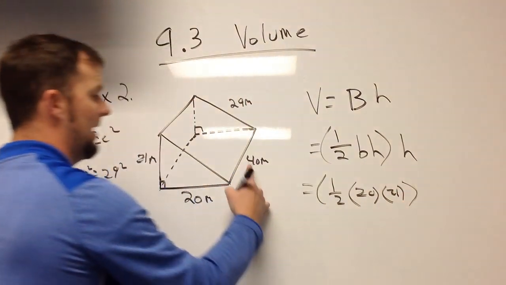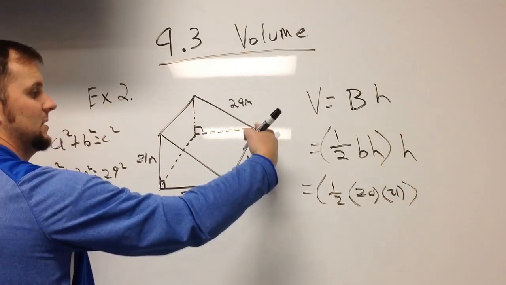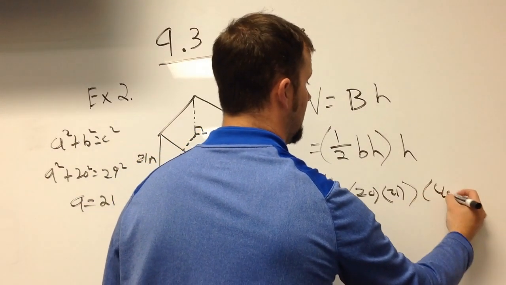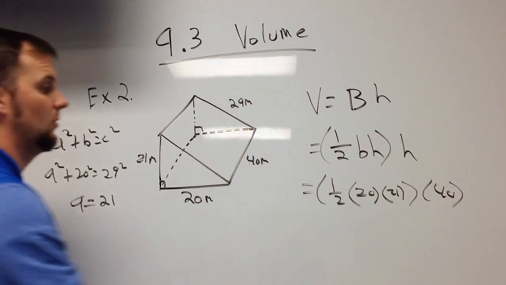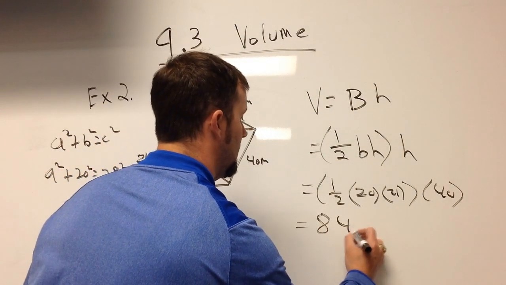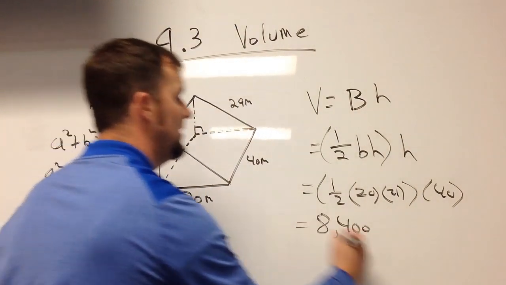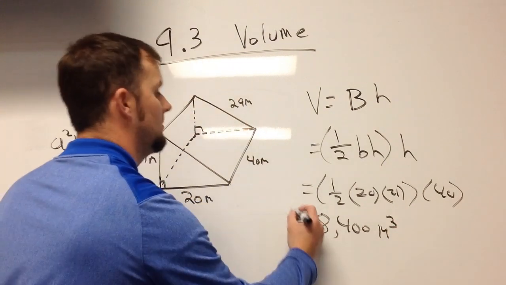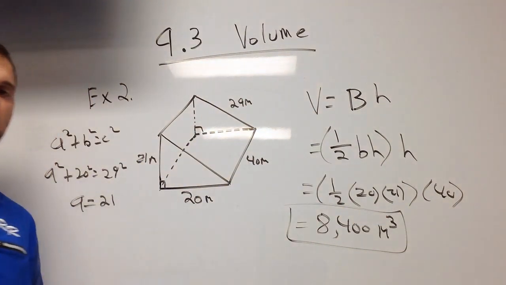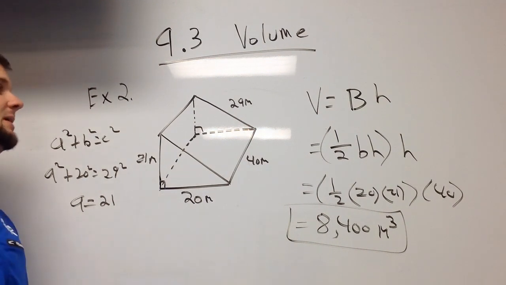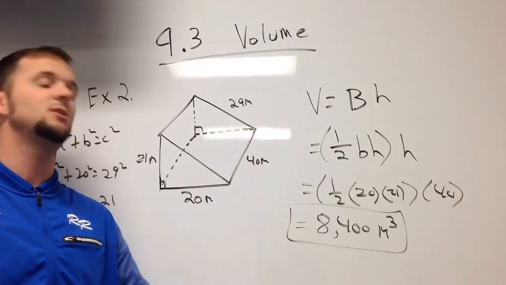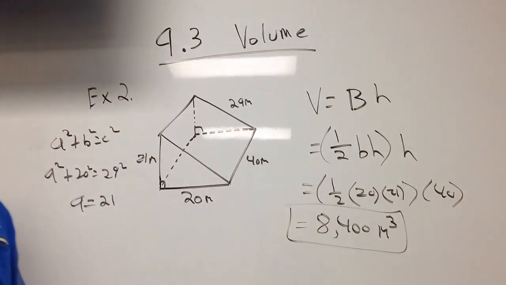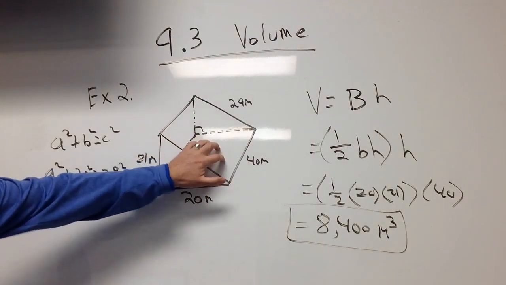Then I'm going to multiply by the height of my prism, which is in between the two bases, which is going to be 40. So if I multiplied all of that out, it is going to come to a grand total of 8,400 meters cubed. So remember, cubed is going to be volume, what it's going to be measured in every single time. So that means if I was to have this triangular prism in the real world, that there would be 8,400 1 meter by 1 meter cubes that could fit inside this space.